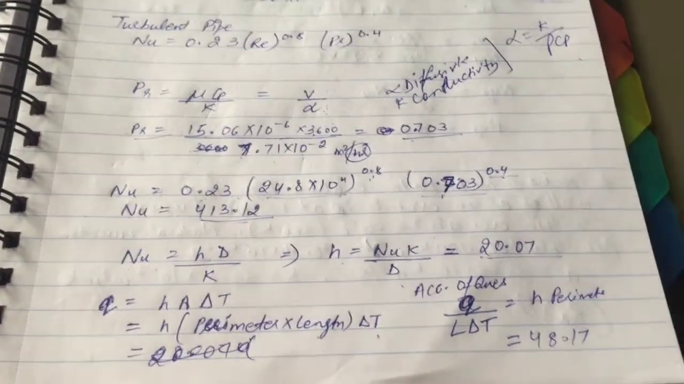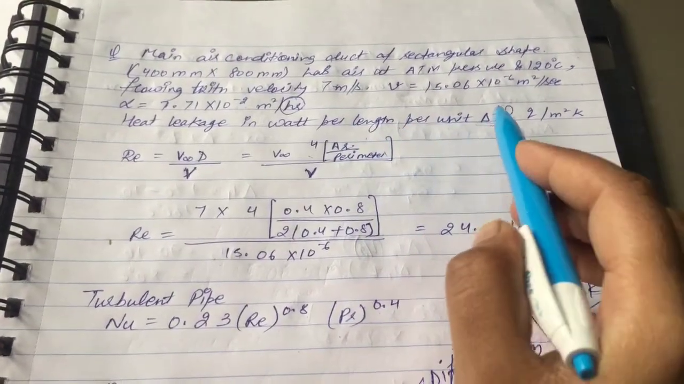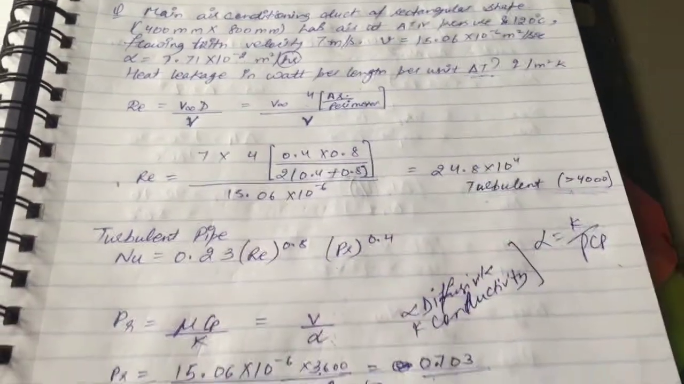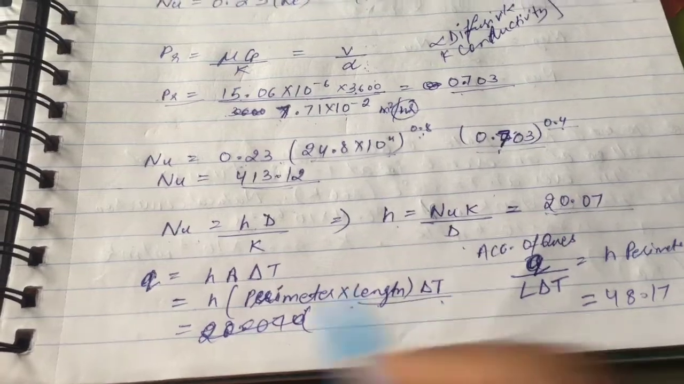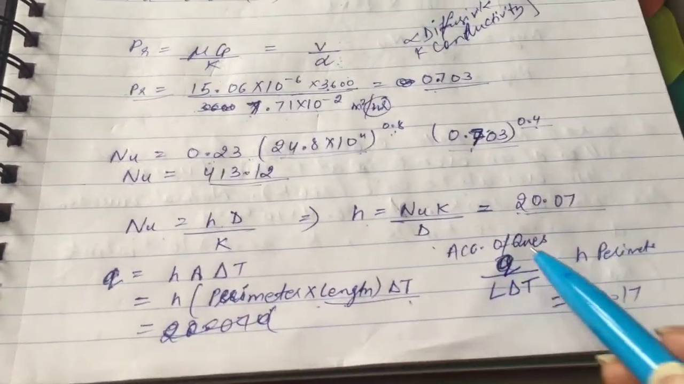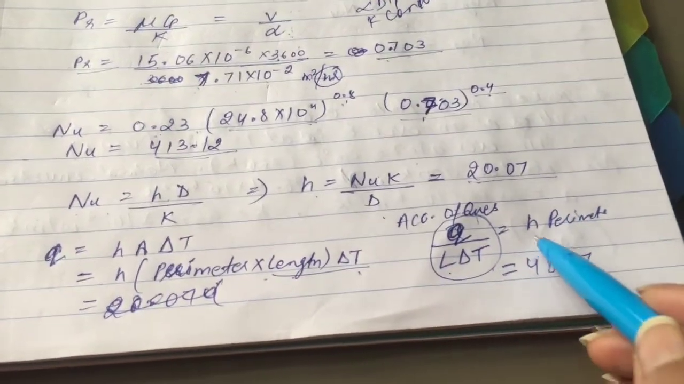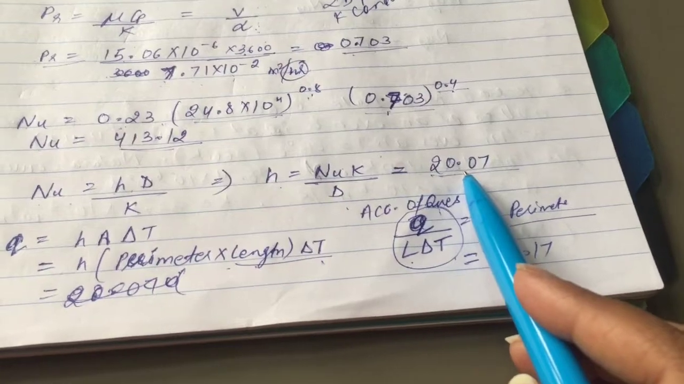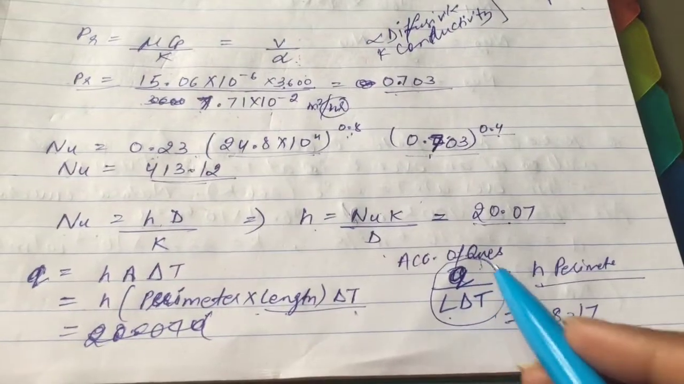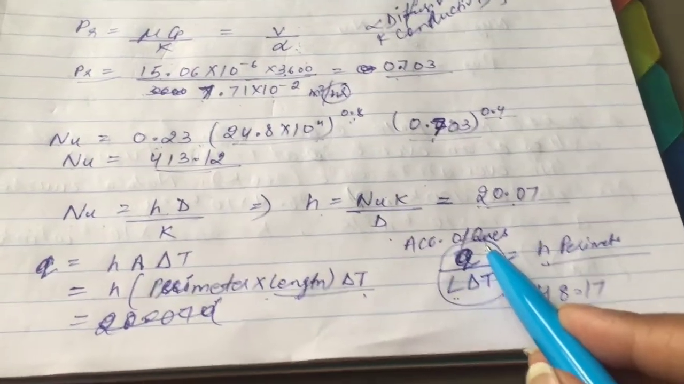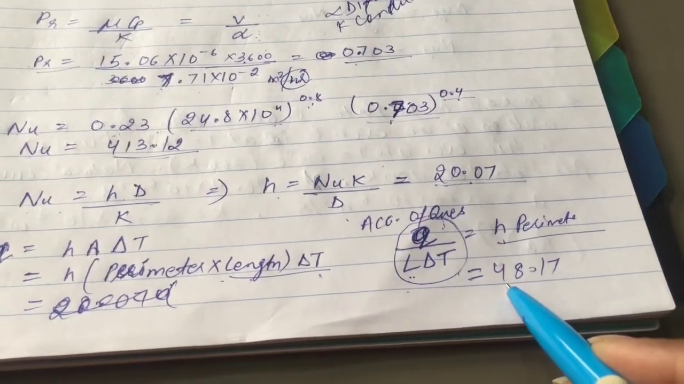According to the question, we are asked to calculate heat leakage in watt per length per unit delta T. So we take length and delta T to the other side, that is Q by L delta T, which is asked in the question. It would be equal to H into perimeter. H we have calculated, and perimeter is twice of (L plus B), so the heat leakage in watt per length per unit temperature comes out to be 448.17.